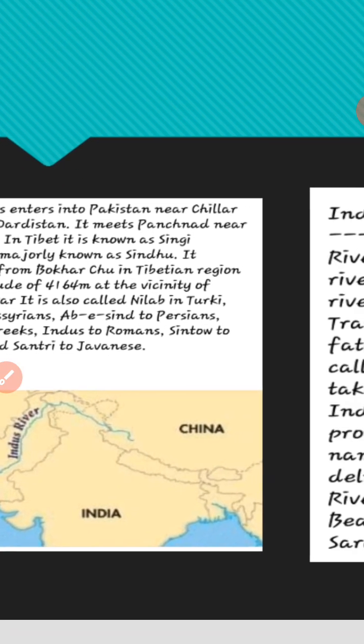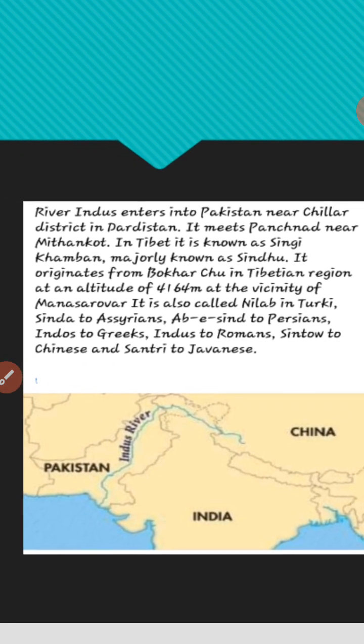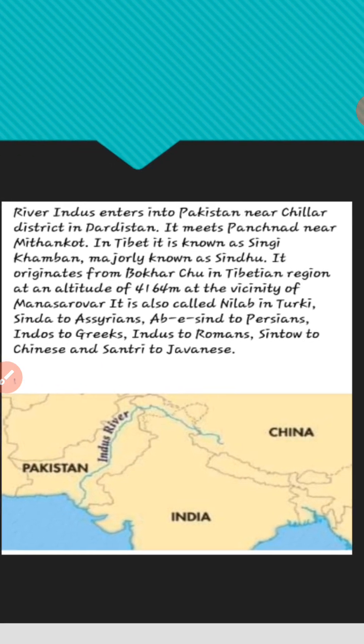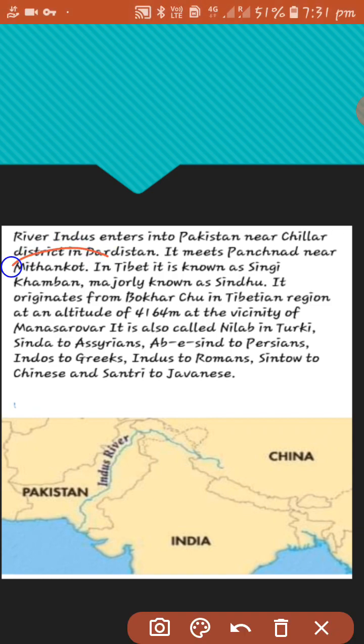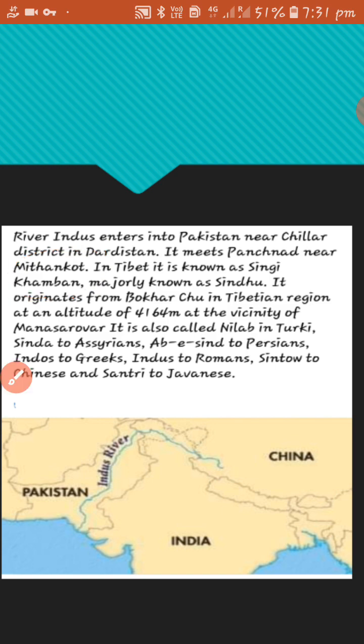Let us know more about Indus. River Indus enters Pakistan near Chilas in Dardistan. It meets Panchnad near Mithankot. That is, the 5 tributaries meet it at Mithankot. Remember it, Mithankot. In Tibet, it is known as Singi Khamban, mostly known as Sindhu.